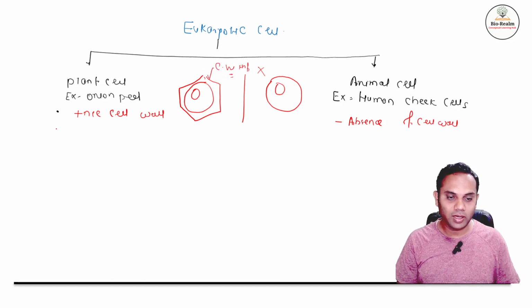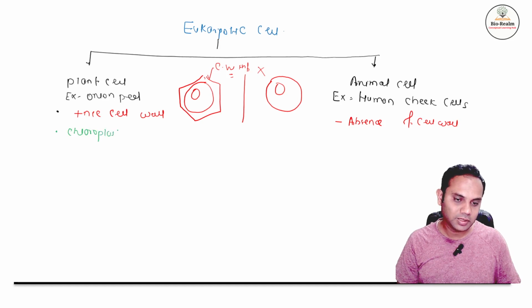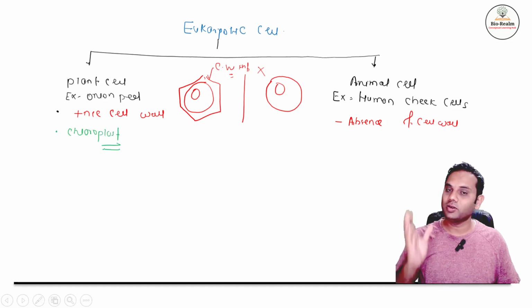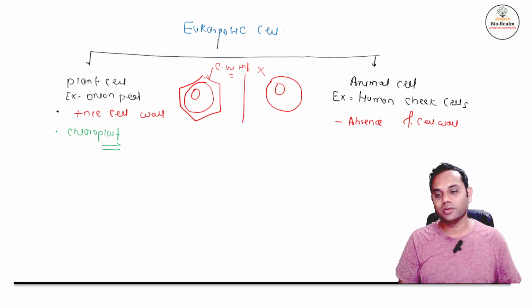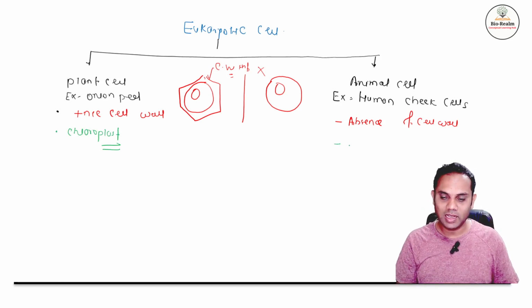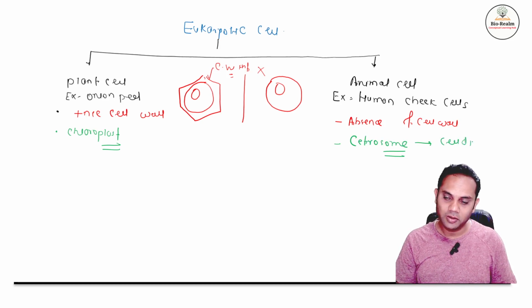Then some organelles are part of the plant cell only, and some organelles are part of the animal cell only. For example, chloroplast is a cell organelle which is present in plant cells only, whereas it is absent in the animal cell. In animal cells, there is another structure called the centrosome, which plays a very important role in cell division, and which is present exclusively in animal cells.